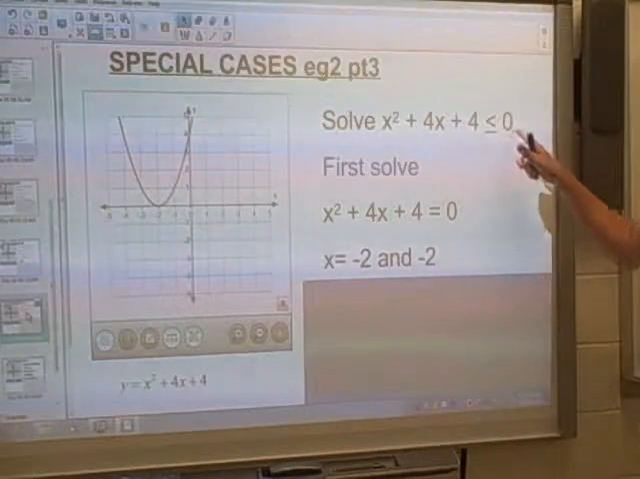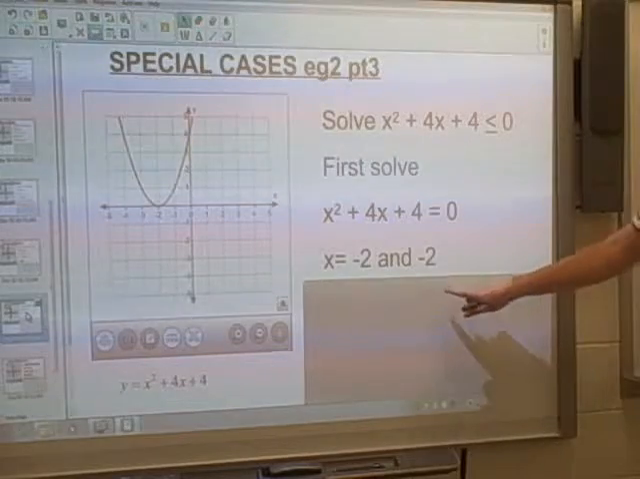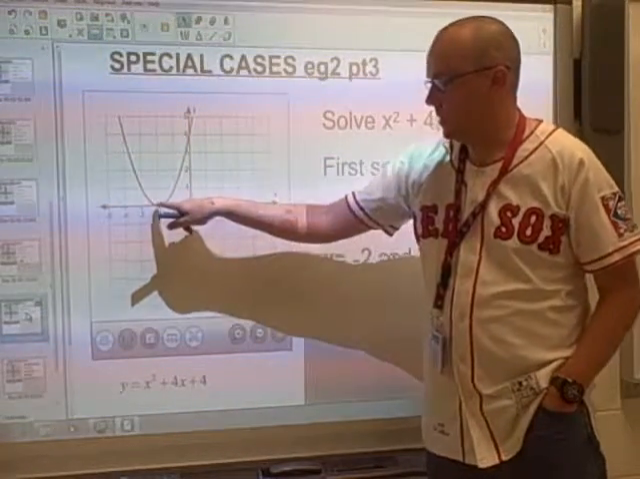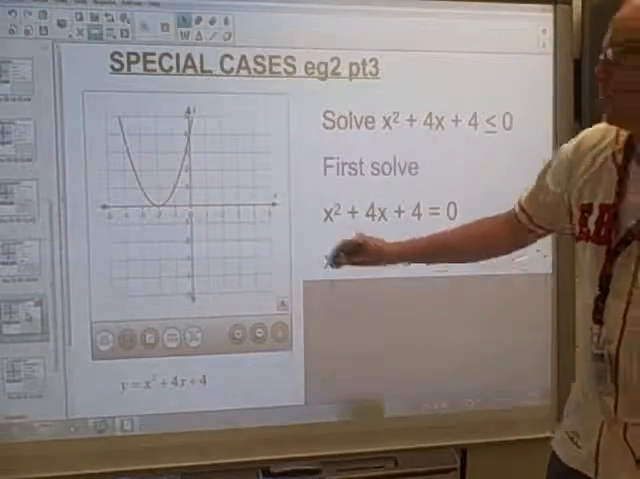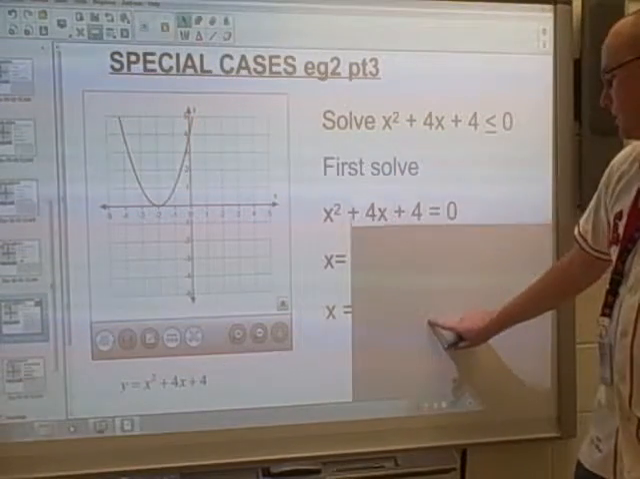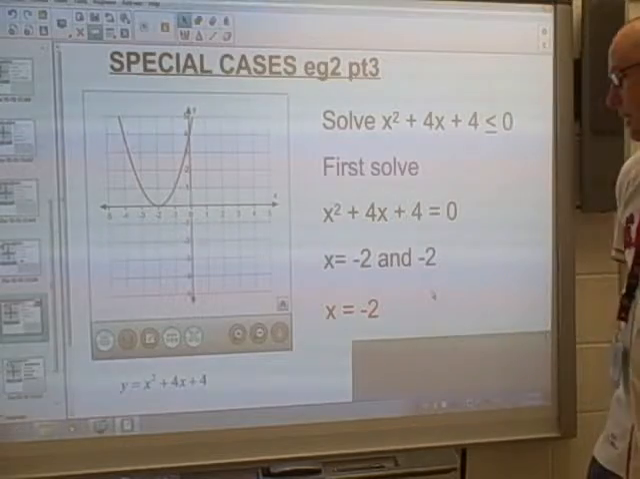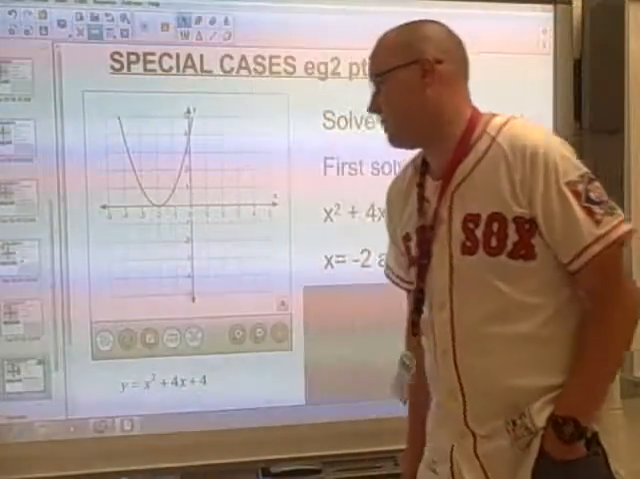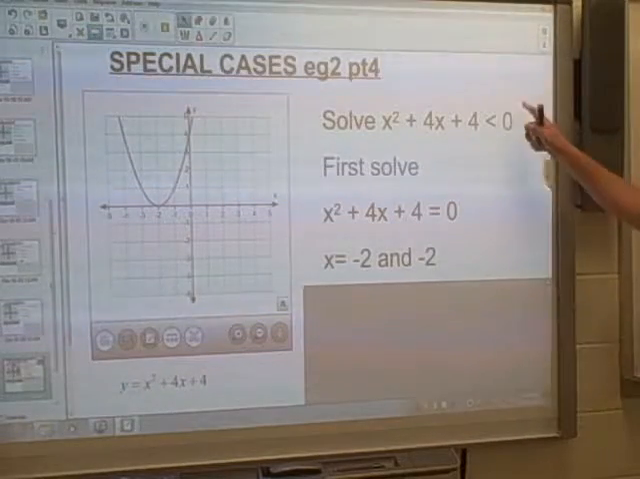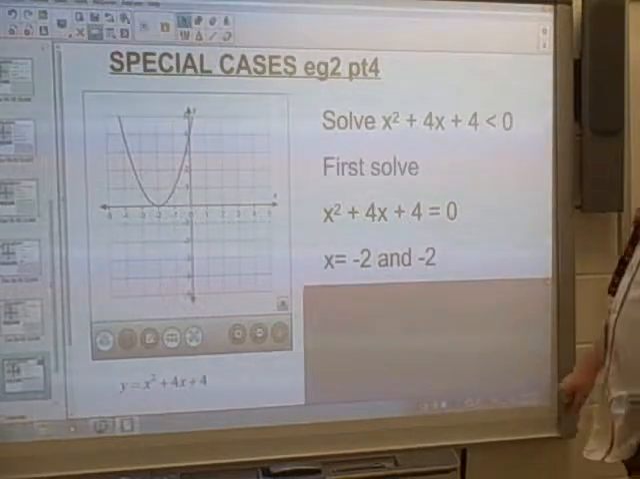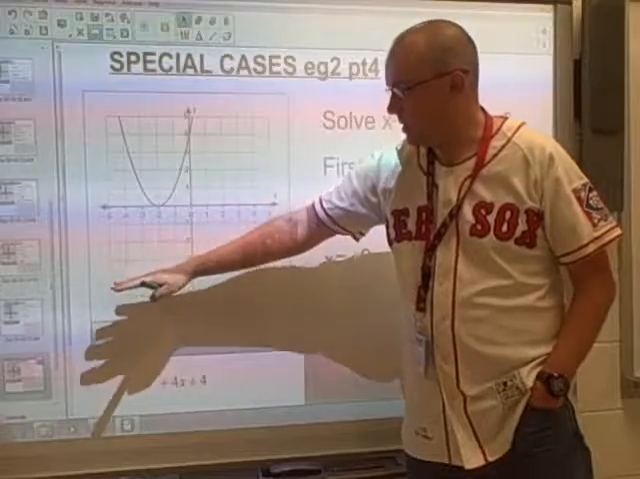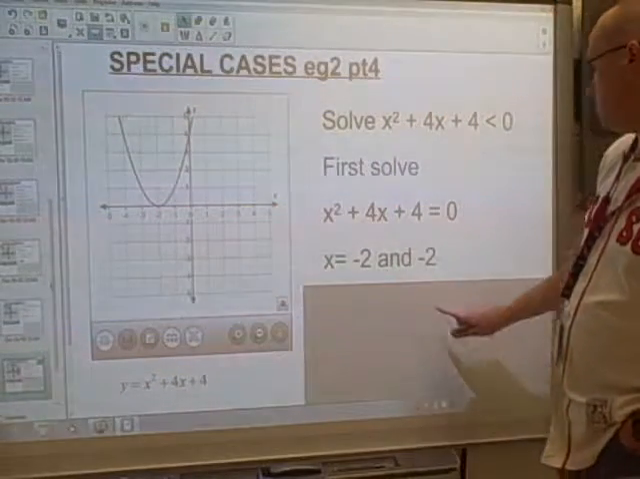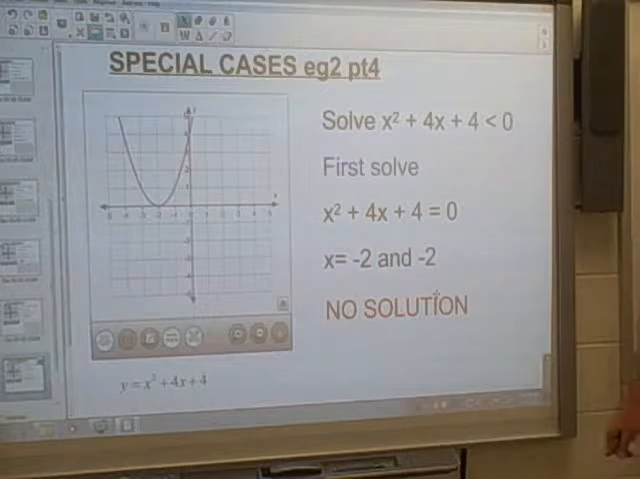If I change it just a slight bit, this time make it less than or equal to 0. So when is it below the axis or equal to the axis? Well, actually just 1 point this time. Basically where the vertex is. So my answer for that one would simply be x equals negative 2. And our last possible case we could have for this one is, what if it's strictly less than 0? So less than 0 means when is it below the axis? And actually it's never below the axis for this one. It touches at negative 2, so for that one, no solution.